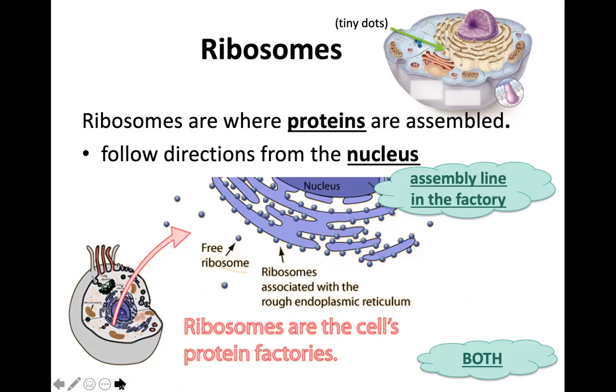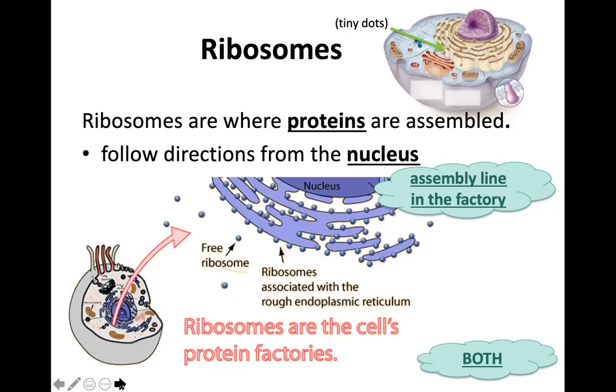So these follow the directions from the nucleus, and this will make a lot more sense when we get into protein synthesis. But remember we talked about yesterday DNA and whether or not it can leave the nucleus, can it? No, why? The DNA is too big, okay? So we have to take DNA and transcribe it into RNA, and that's the first part of protein synthesis.